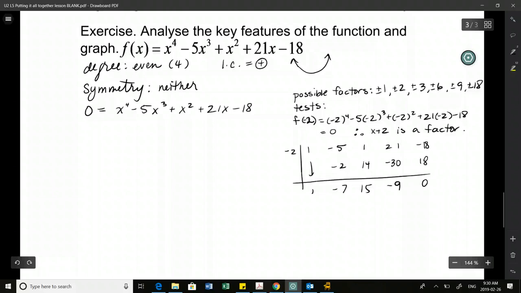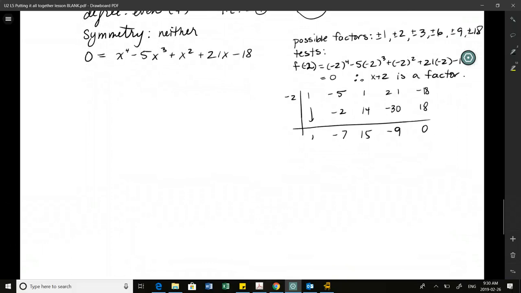How do we know it's not symmetrical? Just by looking at the exponents here, if I see a mixture of even and odd, I'll say neither. Yeah, no problem.